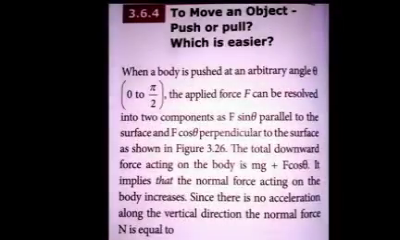First, we are going to discuss, to move an object, push or pull, which is easier. This is a 3-mark question and an application-oriented question. So just see this topic: to move an object, push or pull, among these two, which is easier. Now we discuss this concept with the mathematical terms.